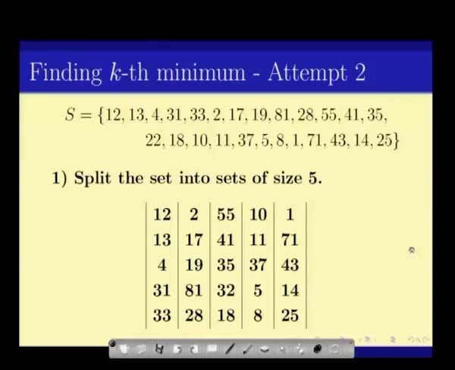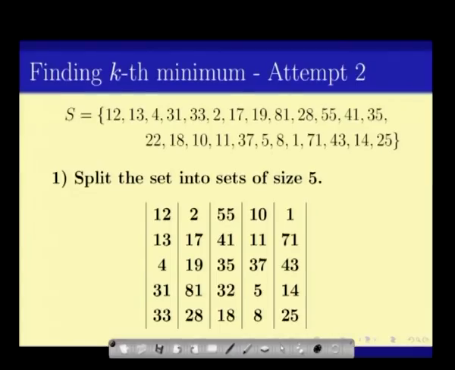Say for example, we start with this set and we split it up into these 5 columns. We take the first 5 elements and put them as the first column, we take the next 5 elements, put them in the next column, and so on.